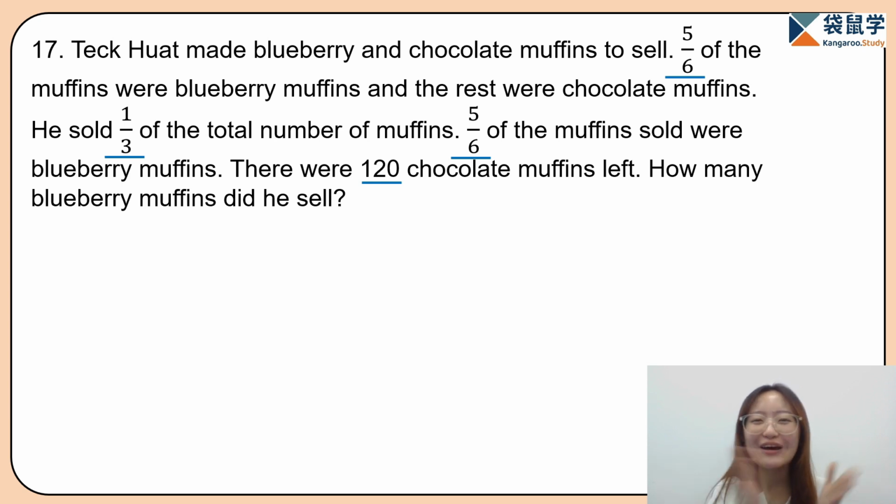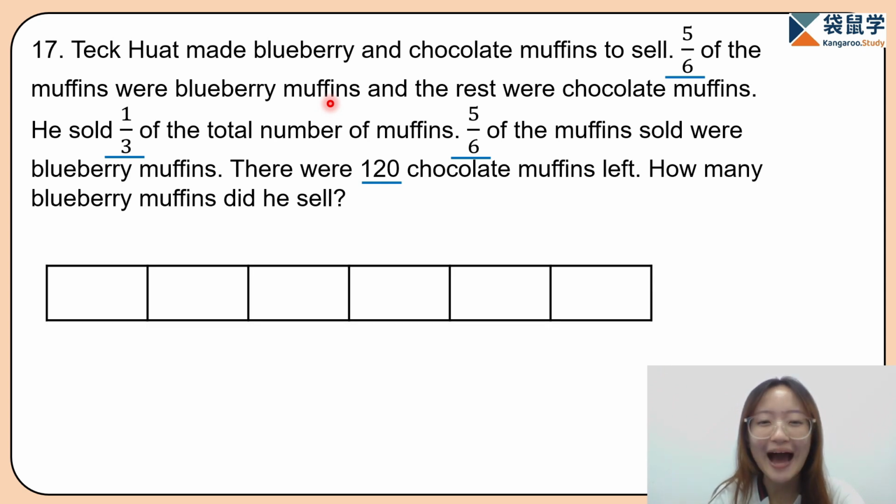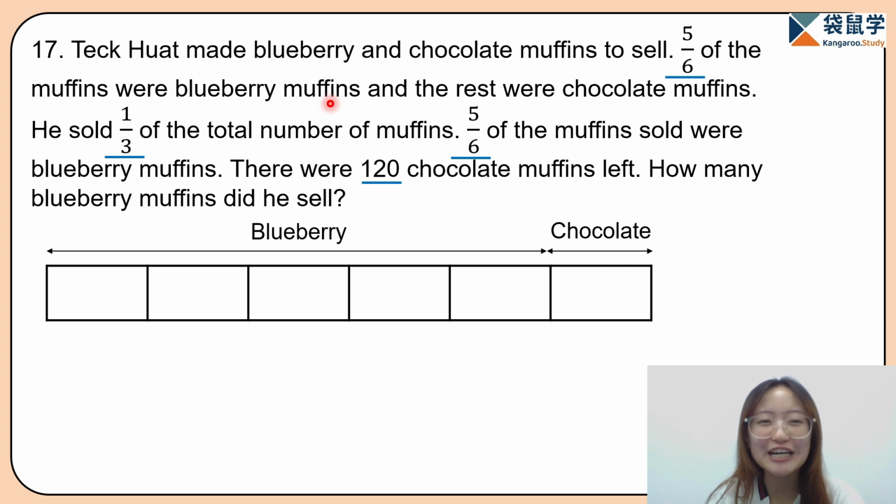So, we have a lot of fractions. What is one thing that we can draw to visualize fractions? Models. So, let's start with the first fraction. First, over here, we have 5/6 of the muffins were blueberry muffins. So, how many parts should our model have in total? 6 parts. Now, how many parts will the blueberry muffins be? 5 parts. And the rest will be chocolate muffins.